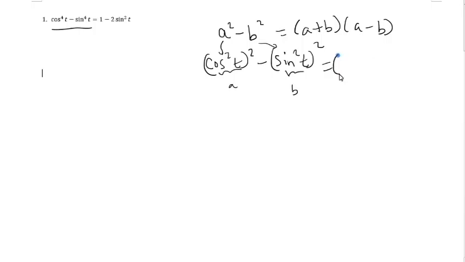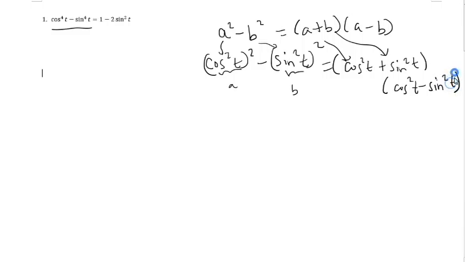So therefore we're going to substitute in cosine squared t plus sine squared t, because now a is cosine squared, b is sine squared, and then times cosine squared minus sine squared. Now that we have that, notice that this is one of your Pythagorean identities here, cosine squared plus sine squared, and that simply becomes 1. So that goes away. Now you're left with, on the left side, cosine squared minus sine squared.